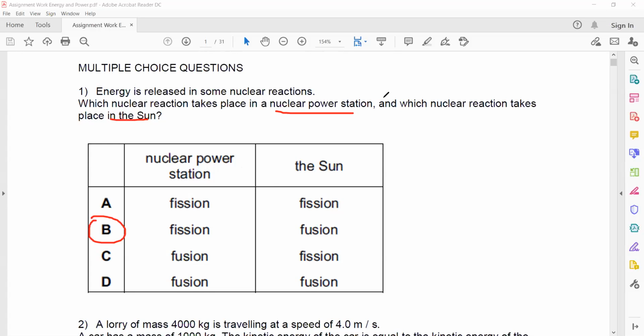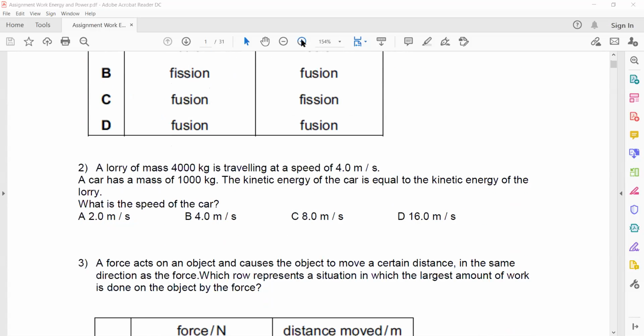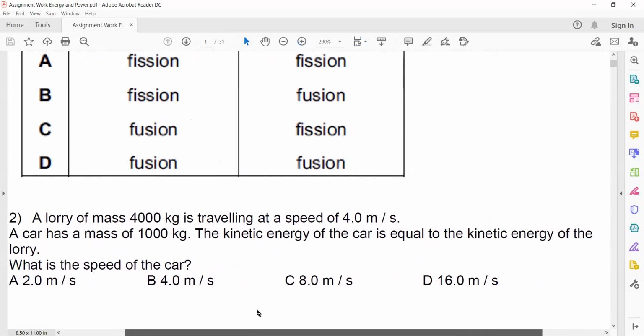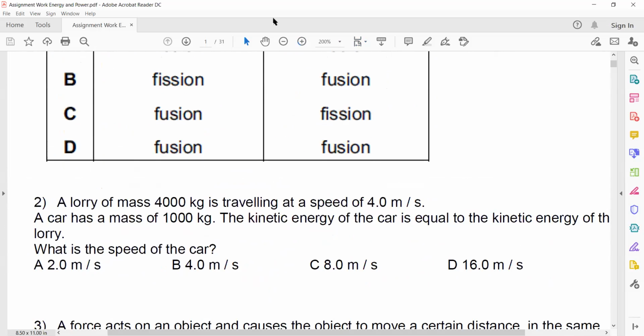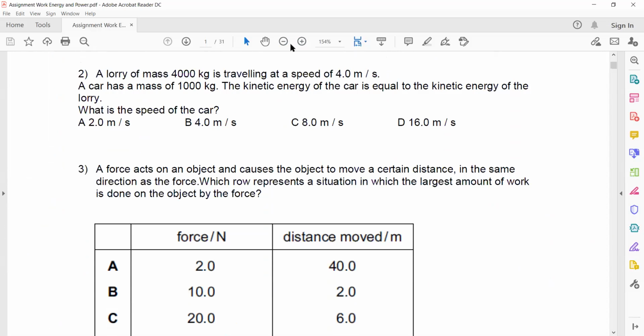So power station is nuclear fission and the sun is nuclear fusion. In the next question, question number 2.